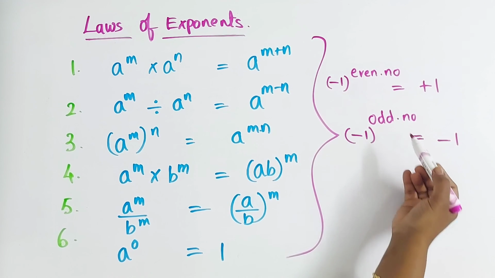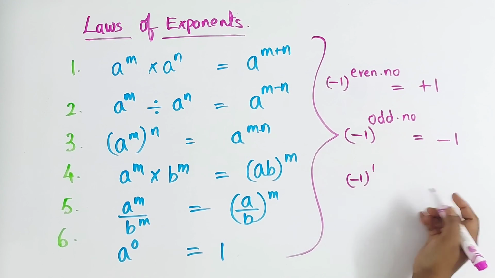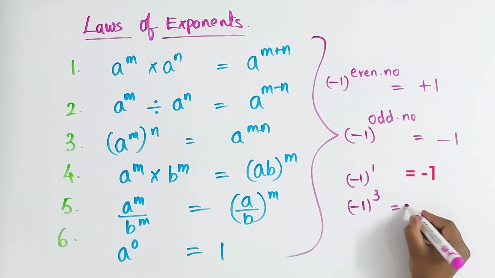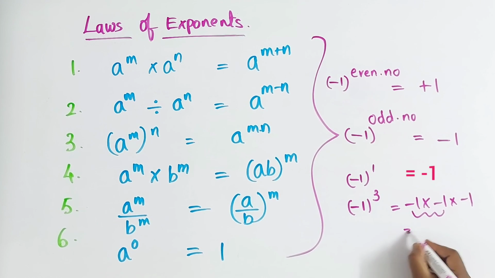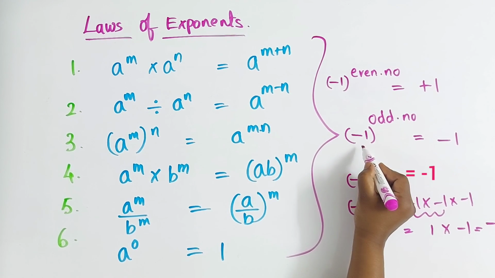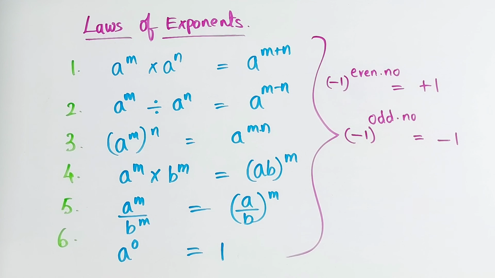Now we will see minus 1 power of an odd number. Minus 1 whole to the power of 1 is minus 1 only. Now we will see minus 1 whole to the power of 3, odd number. Minus 1 into minus 1 into minus 1. Minus 1 into minus 1, that is plus 1. Plus 1 into minus 1. We have already learned in integers, children. Plus 1 into minus 1, that is minus 1. So minus 1 to the power of an odd number equals minus 1. This is the important note, children.